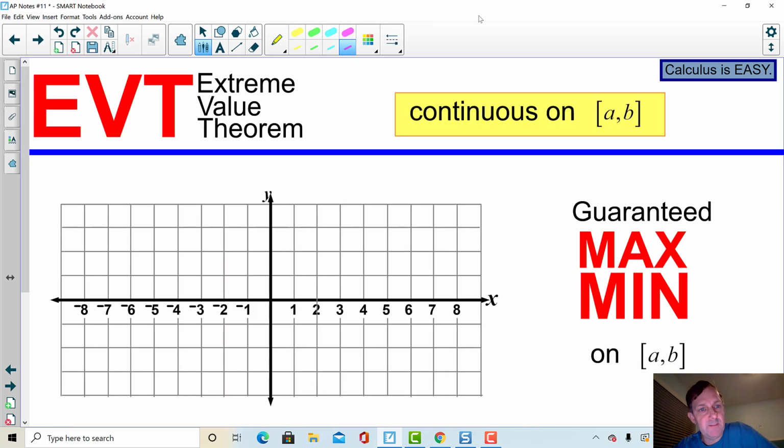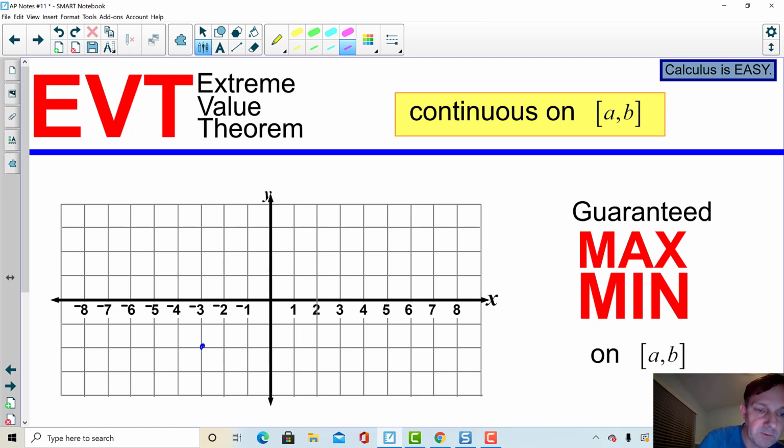All right, this is our last example. This is the extreme value theorem. Remember, we only have about 3 or 4 theorems the whole year. This is the second one we're learning in the same day. So extreme value theorem is actually the easiest theorem of all. It says if your function is continuous on any closed interval.